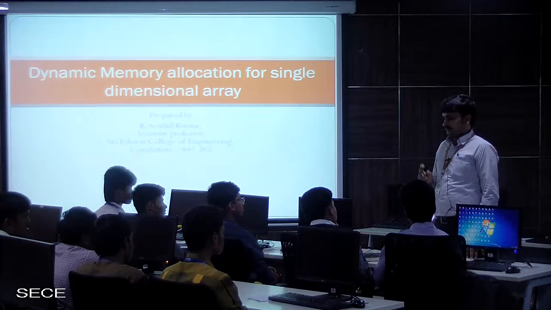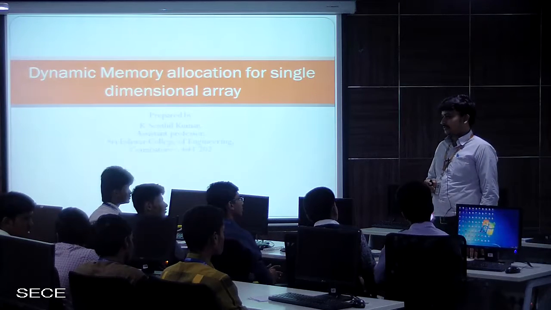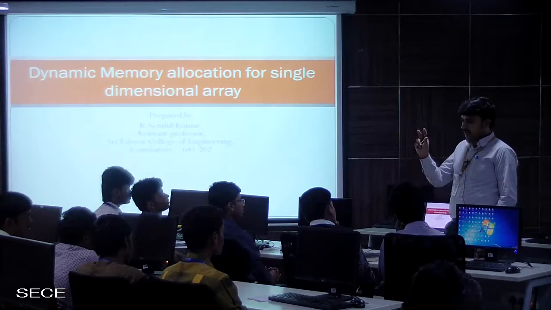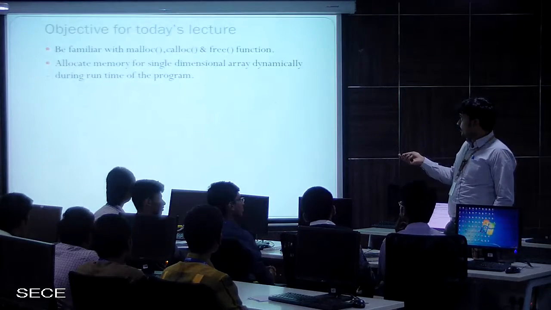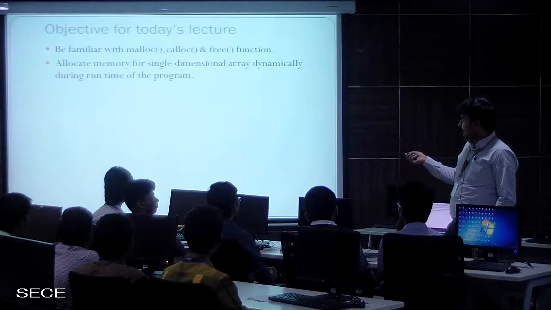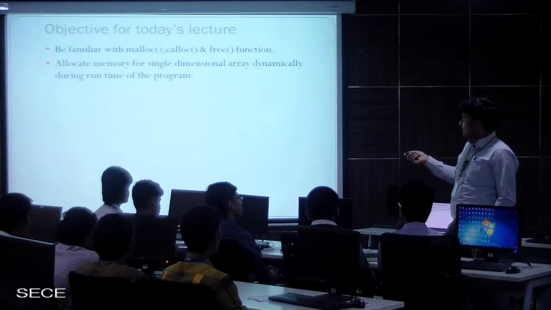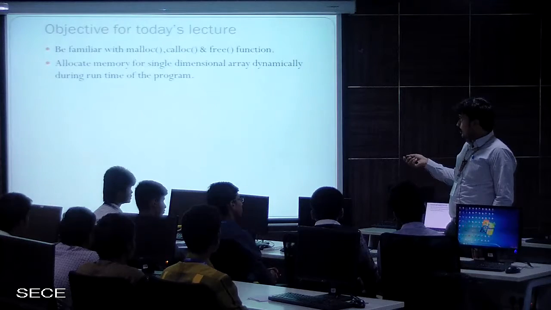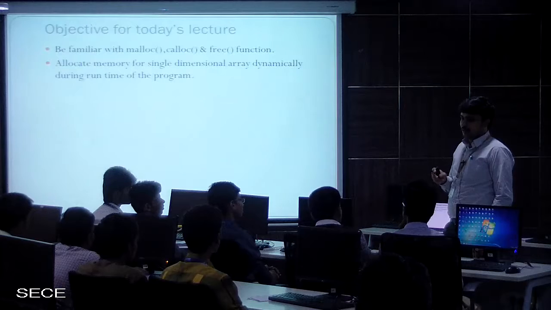Int a[5], what happens? 20 bytes of memory is created, right? Now our objective is to create that kind of memory at runtime. So how to do that? Using the malloc and calloc functions. So we are going to use the malloc and calloc functions for allocating the memory dynamically.